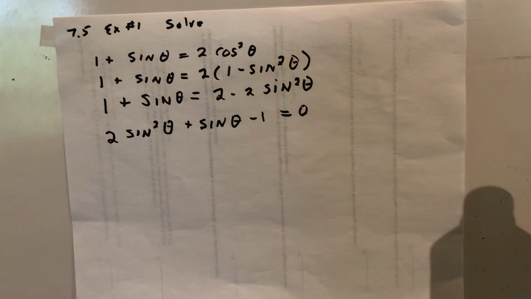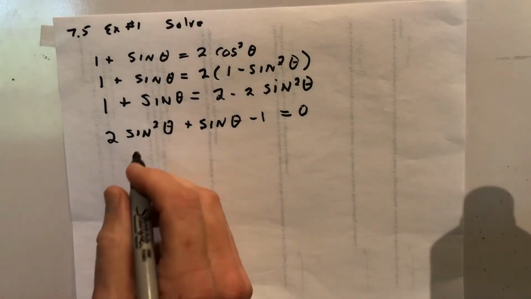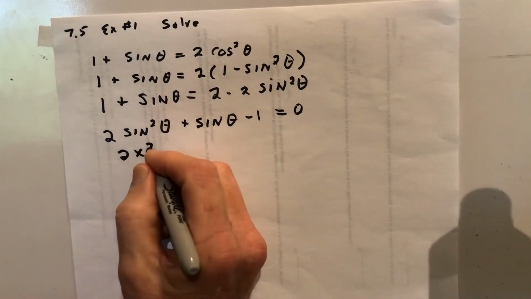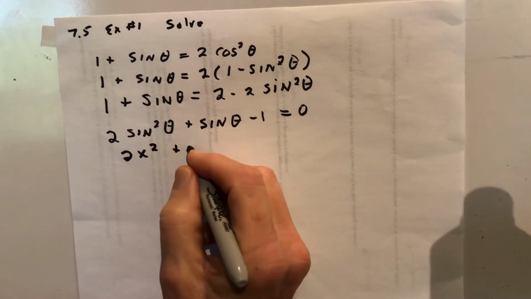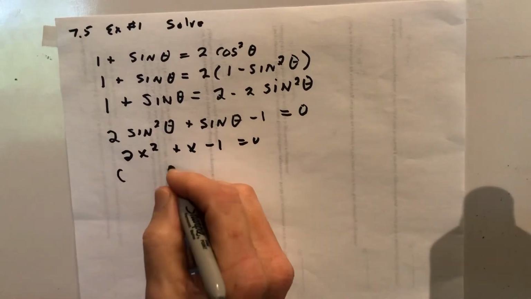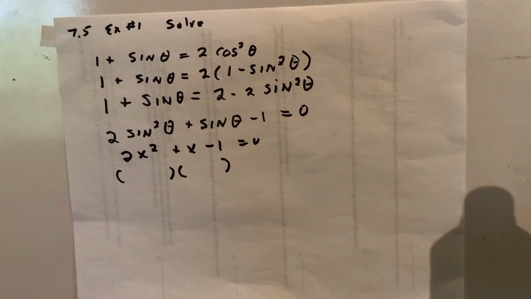This will factor into 2 parentheses, but it gets a little confusing since it says sine. What you can do is replace it temporarily with an x. 2x squared plus x minus 1. And you might be able to factor that a little bit easier.